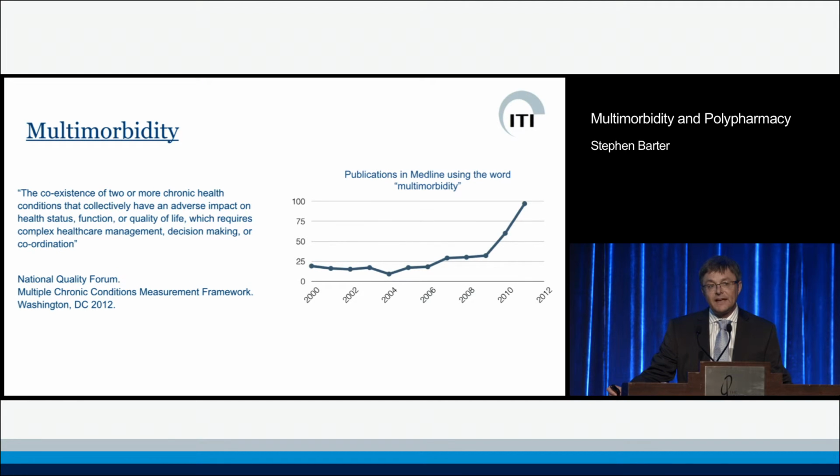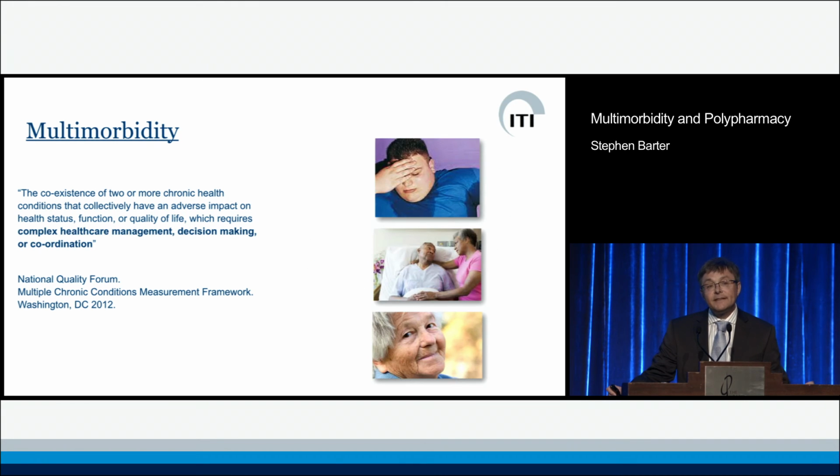This is a fairly good definition of multimorbidity, but you can see again from the chart on the right that it's really only becoming more recently known that this is something we need to look at. The chart on the right reflects the number of publications in Medline using the word multimorbidity. But it's the coexistence of two or more chronic health conditions that collectively have an adverse impact on health status. But it is important to recognise that it's the patient themselves that is a big variable.